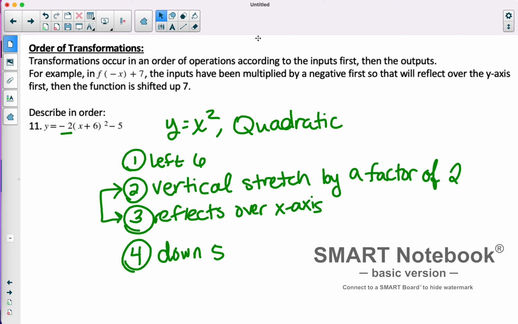All right, the other part of the notes are about how do I manipulate something without the actual function or parent function. It's just some mystery function.